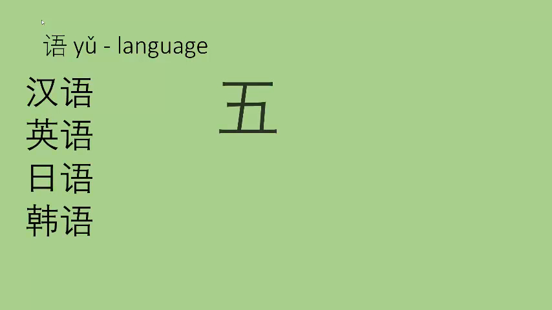The next character is yu, language. We see it in Yingyu, Hanyu, Zhiyu. It has the speech radical and then a 5 and a mouth, which is useful because yu and wu sort of rhyme, and 5 mouths will all speak a different language.